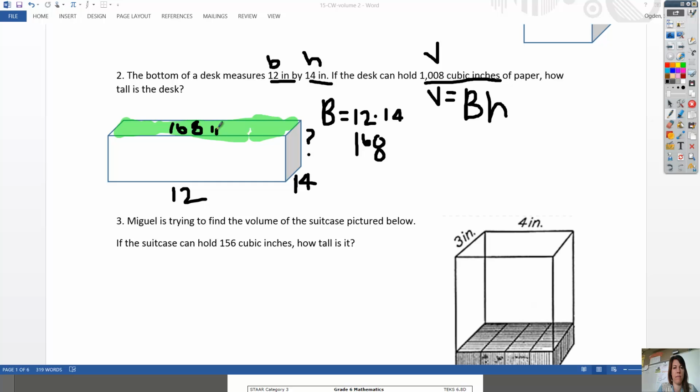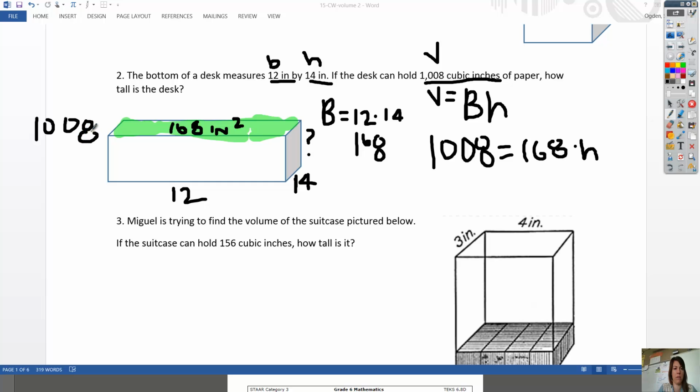So the area of this base is 168 square inches. The question I need to ask is, how many times am I going to stack that on itself to get to 1,008? So I plug in: 1,008 is equal to the area of my base, 168, times some height to make it 1,008 cubic inches. So I'm going to do 1,008 divided by 168.